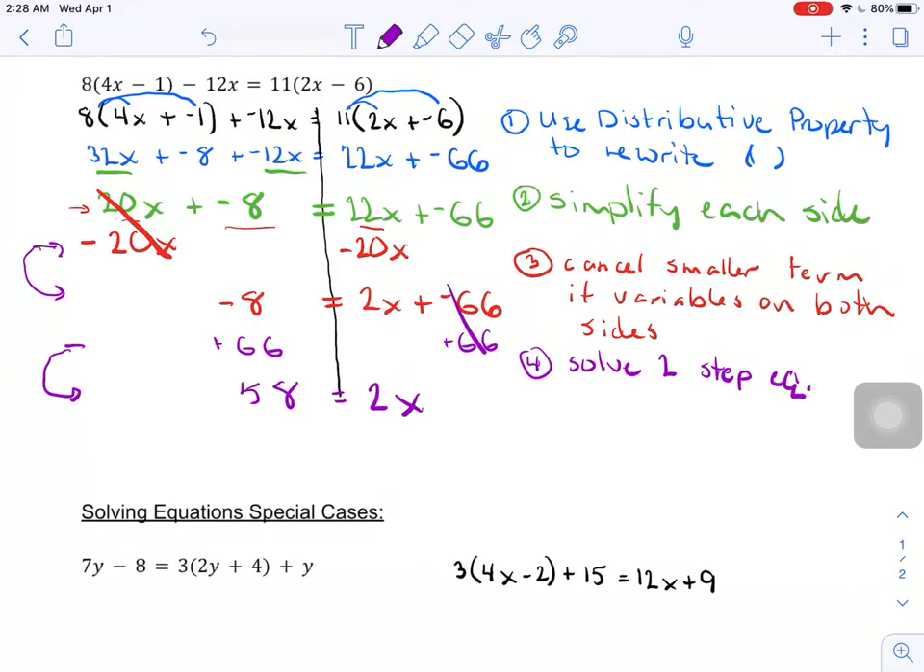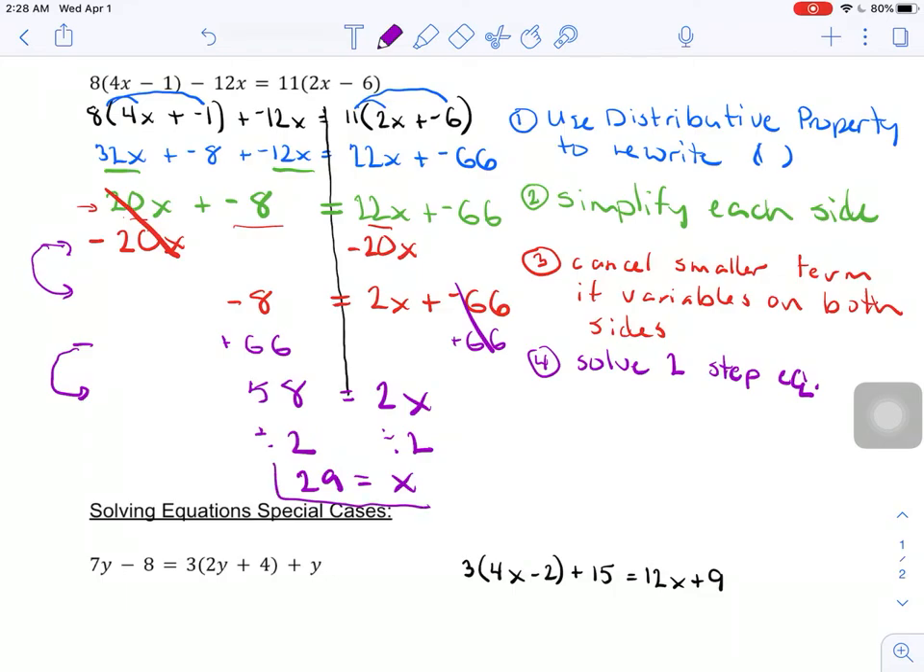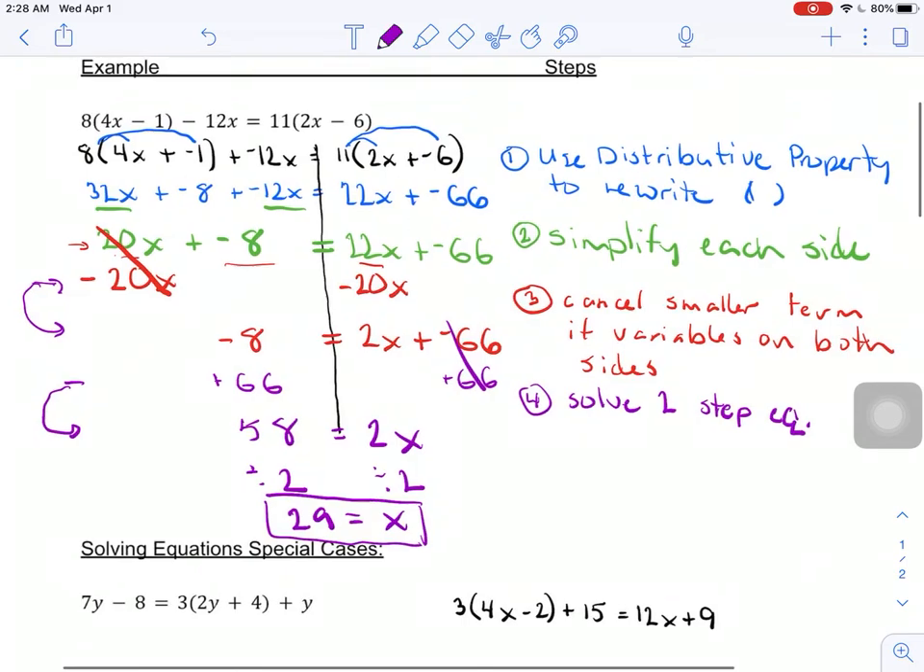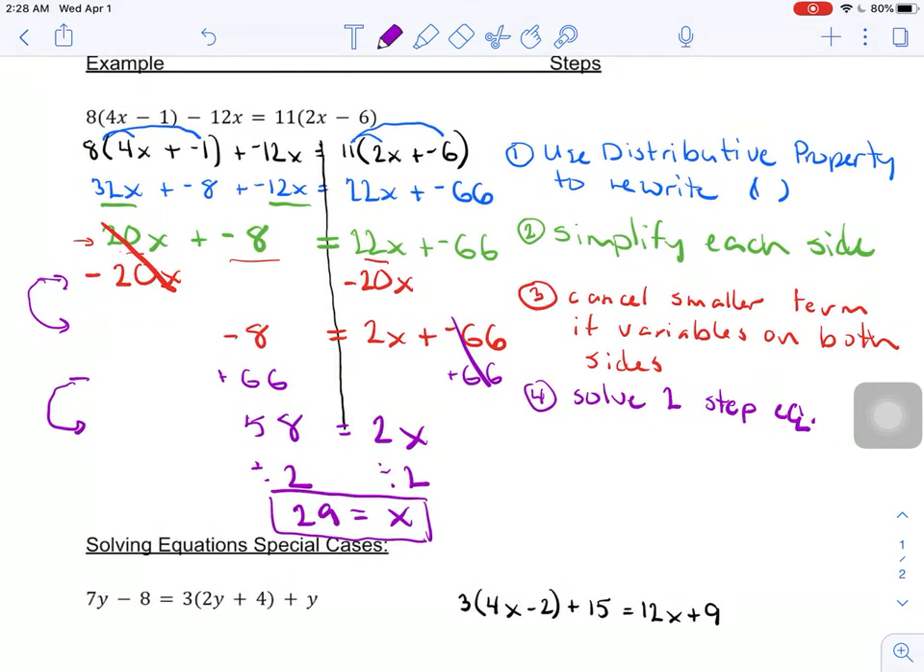So this is now a one-step equation. We just have to undo this multiplying. So 2 times x we would undo by dividing. 58 divided by 2 is 29. So that is our answer. And that gives you the steps.